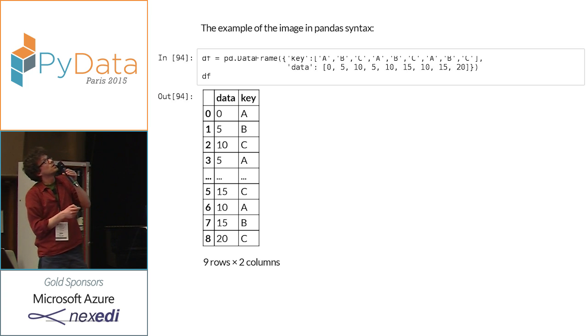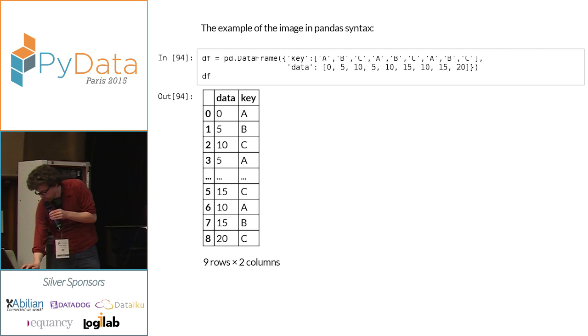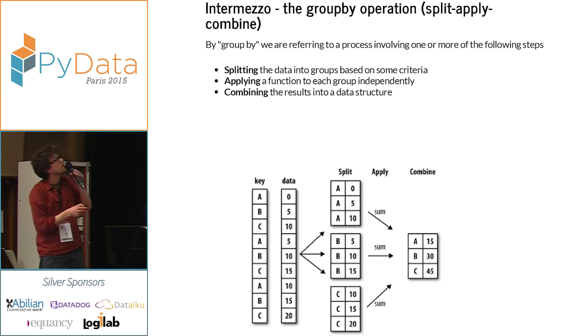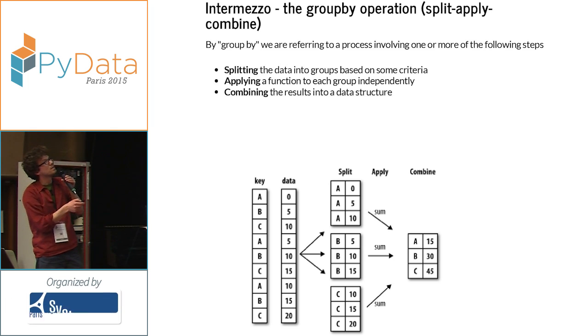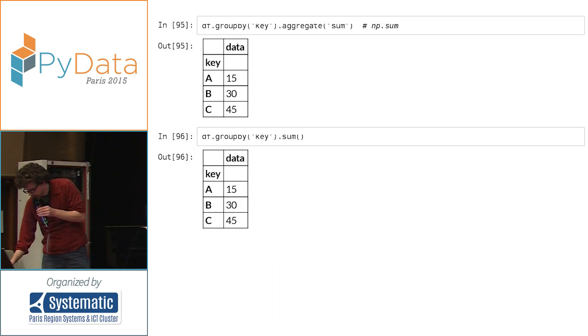Showing how it works in Pandas. So with this data frame, it's the same data frame from the picture over here. What we did here, we said we want to group by the key and then take, for each group, the sum. So how does it look like in Pandas? Very easy. You say you group by the key and then you take an aggregation, namely the sum.